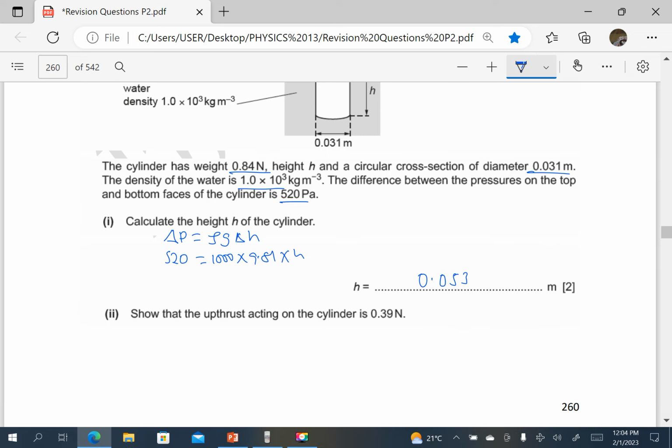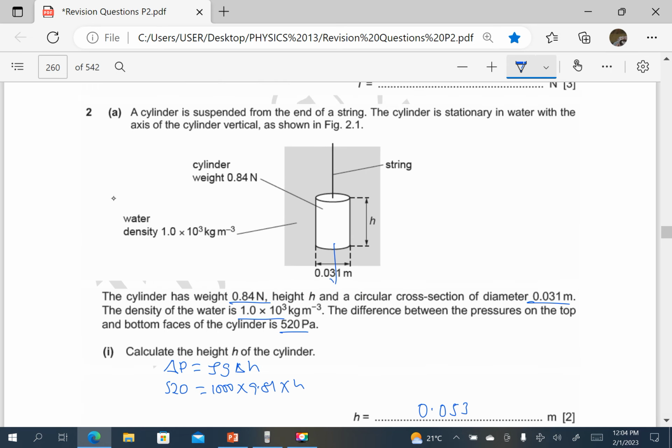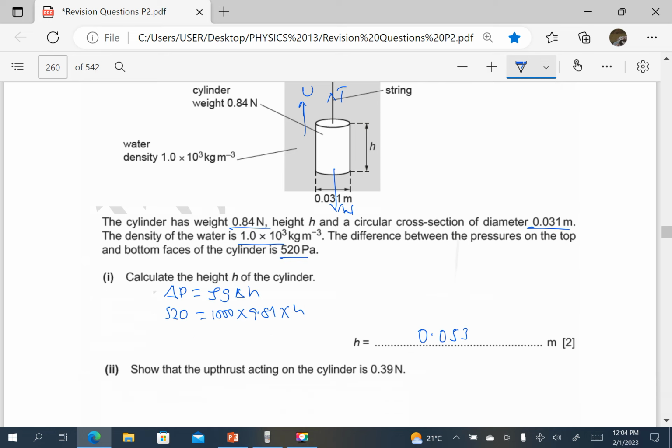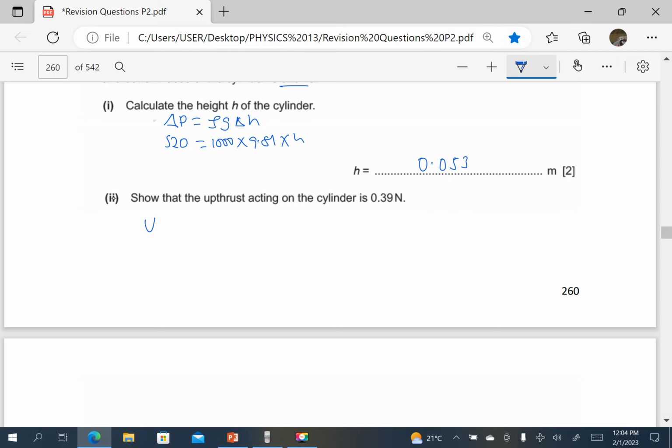Show that the upthrust acting on the cylinder is 0.39. So the weight of the cylinder is downwards, I'll quote W. The upthrust is upwards, I'll quote U. Then the tension is also upwards, I'll quote T. But we know that upthrust is equal to the cross-sectional area times change in pressure. So upthrust is equal to the cross-sectional area times the difference in the pressure between the top and the bottom.